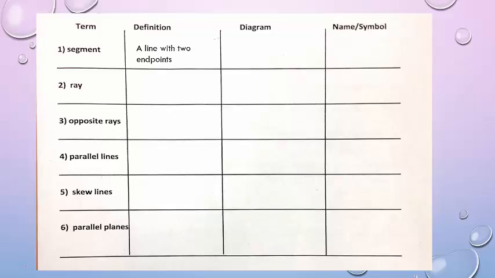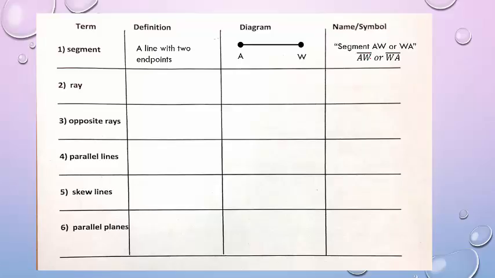A segment is just, to make it easy, a line with two endpoints. And there is a picture of a segment for you. So you can see it's a line, but instead of arrows, we have endpoints because segments must end. So usually we have two capital letters under each endpoint, and with those letters we can name it.